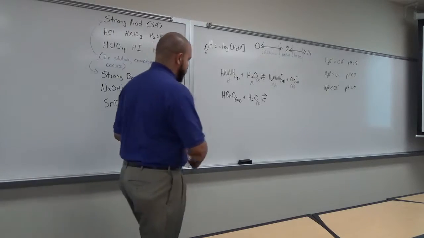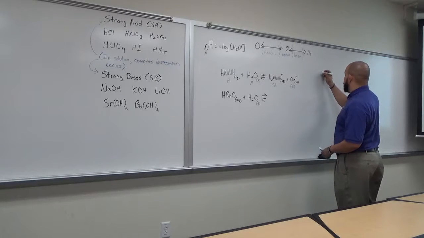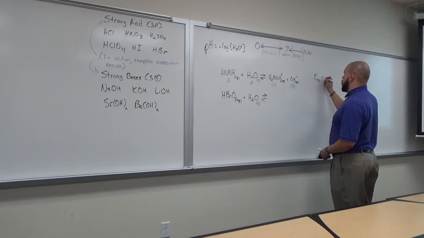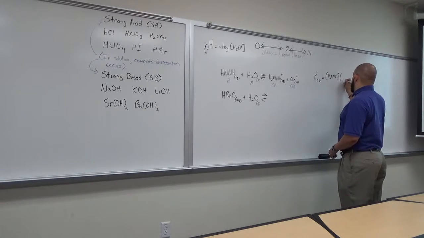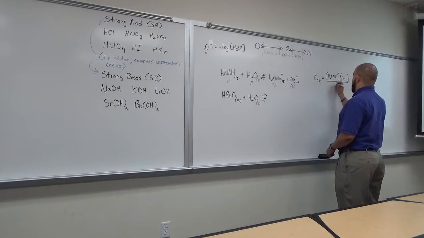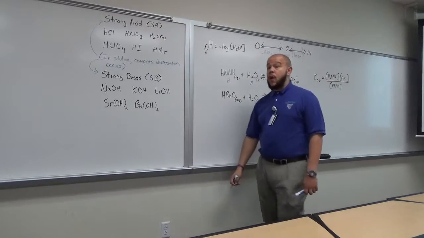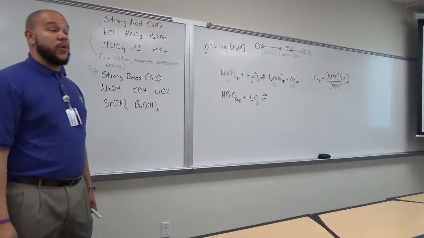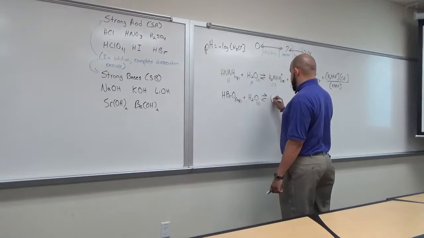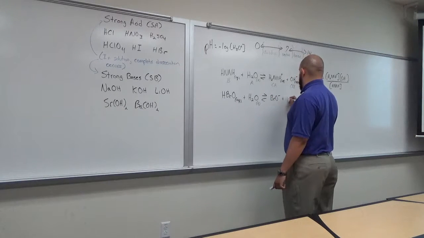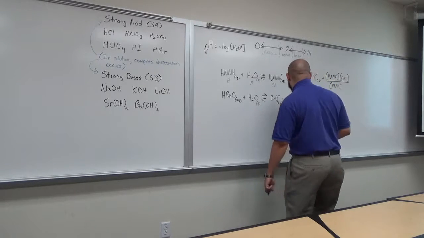If we had to write the equilibrium expression for this particular situation, then we end up with all over. Again, water does not involve itself here because it is a pure liquid. Does not involve itself. HBrO turns into hypobromite.